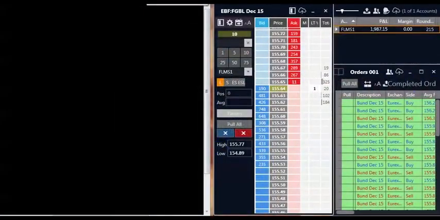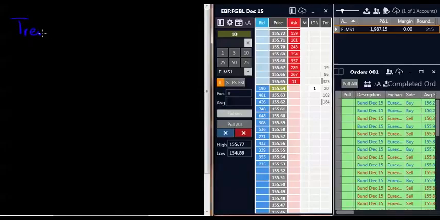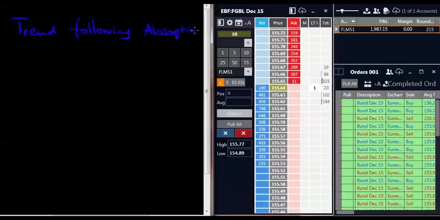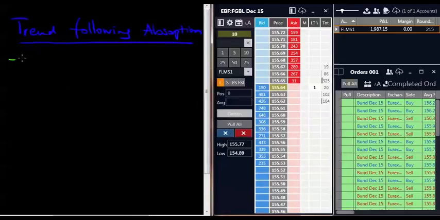Okay, welcome to this segment on the absorption and reloading module. We're looking specifically in this part at trend following absorption. Now, specific to trend following absorption, what we're going to be looking for very simply is positioning with the trend, with the prevailing trend.